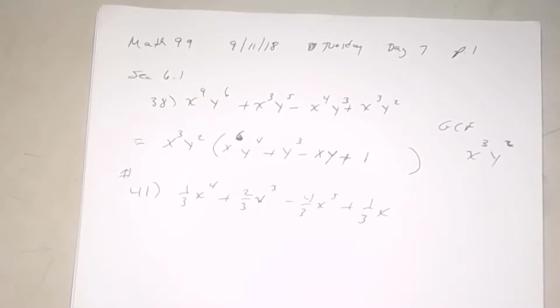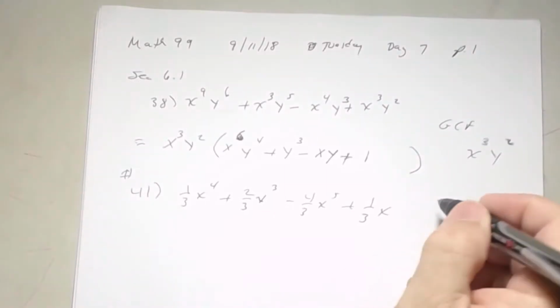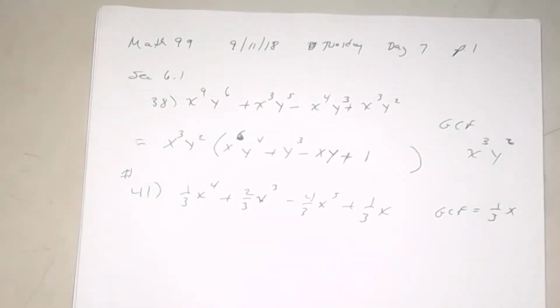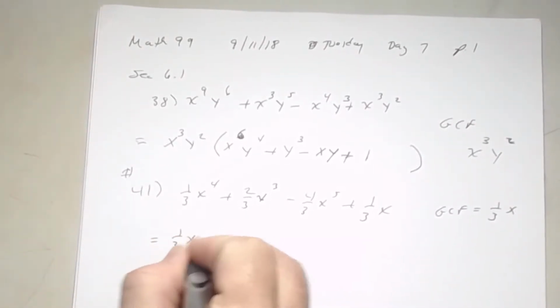Now what about the variable? It's just x, right? So what's the GCF? 1/3 x. So GCF equals 1/3 x. Now once you find the GCF, you're going to put that in front of a parentheses, correct? Correct. So it's going to look like this.